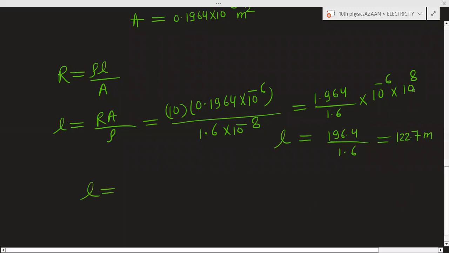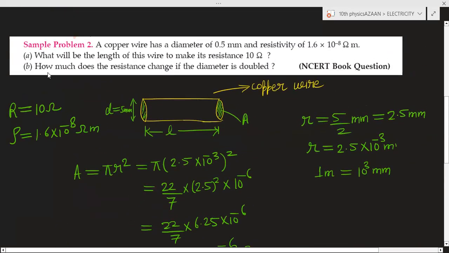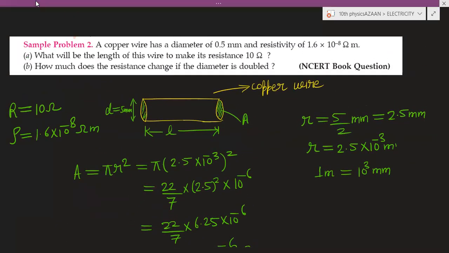So the length of the wire will be 122.7 meter. This will be the length. After that, this is answer A.